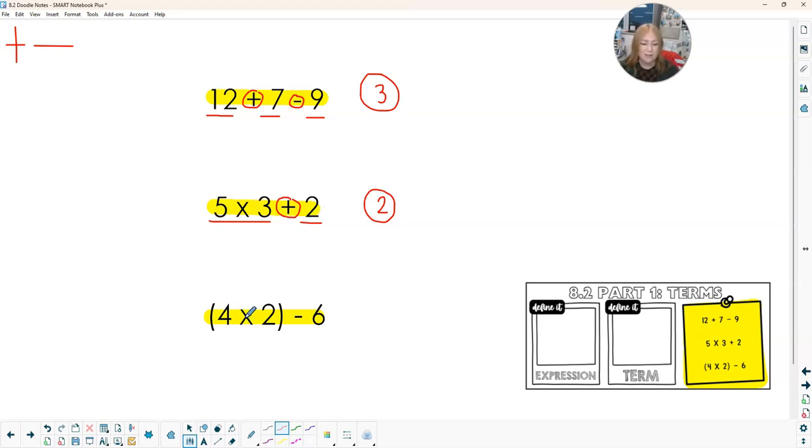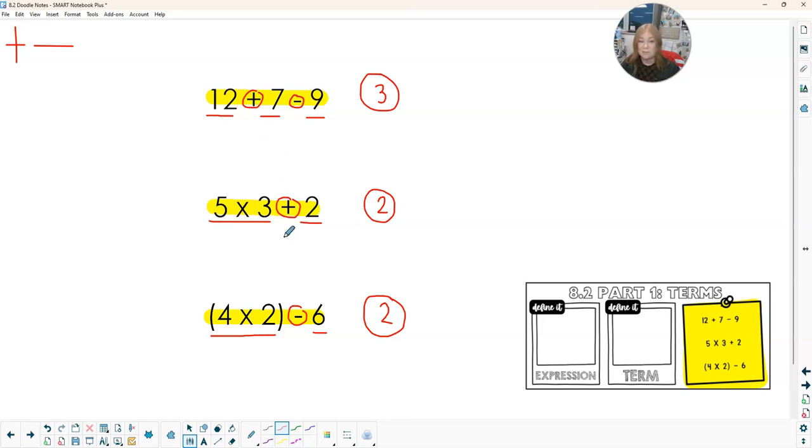Then we have over here, here's a multiply. Here's a subtract. So 4 times 2 is a term, and 6 is a term. This also has 2 terms. So if you notice, right, this had 2 add and subtract, but 3 terms. 1 sign, but 2 terms. Always has 1 more term than there are add and subtract signs.